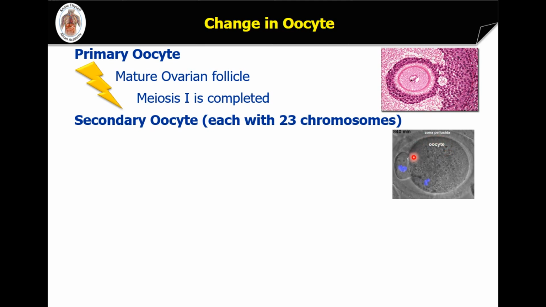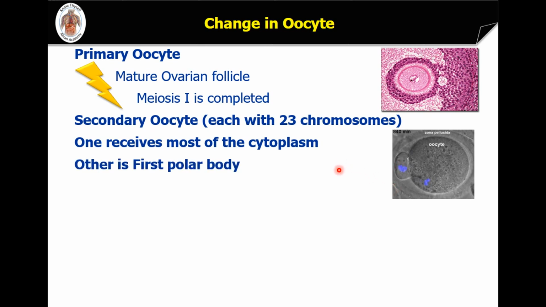This is the one oocyte that takes most of the cytoplasm, and the second one, known as the polar body, remains within the zona pellucida, and this is the one which receives minimum cytoplasm. So this is known as the first polar body, and this one continues life as the oocyte.